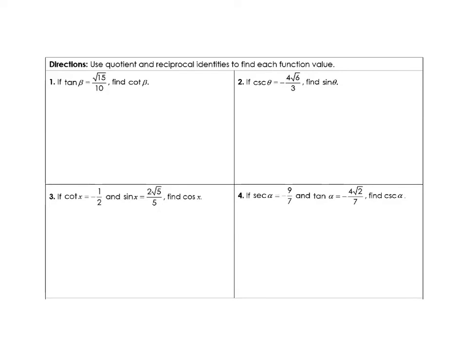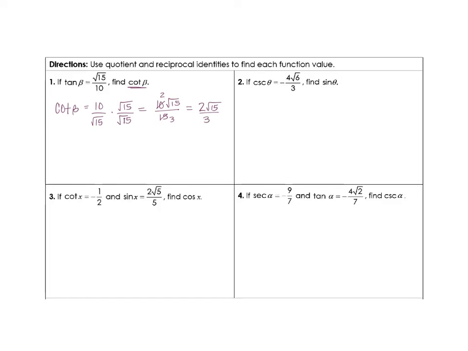All right, number 1 on your homework, you're told that tangent of beta is the square root of 15 over 10, and they are asking you to find cotangent. And we know that cotangent of beta is going to be the reciprocal, so we know that's going to be 10 over the square root of 15. We definitely need to rationalize here. And so we're going to have 10 times the square root of 15 all over 15, and then we can divide a 5 out of each one of those. So that's going to be 2 root 15 all over 3.